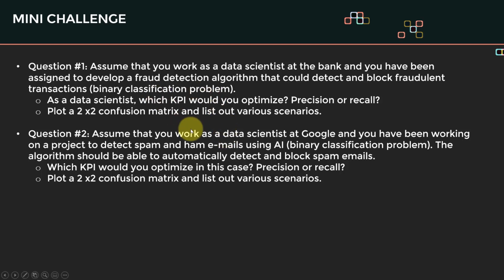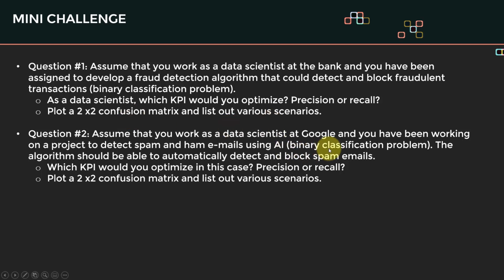And question number 2, which is kind of an extension of that: I want you to assume that you also work as a data scientist at, let's say, Google, on the Gmail product. You have been working on a project to detect spam and ham emails. When I say ham emails, that means these are legitimate emails. Spam emails are the spammy ones that ask you for your username or password, or ask you for money, for example.